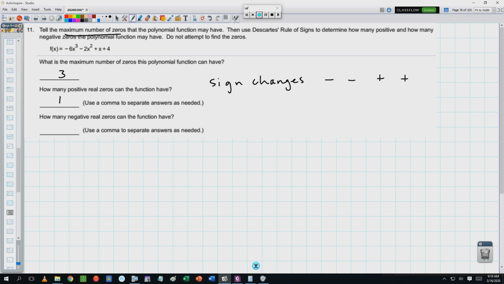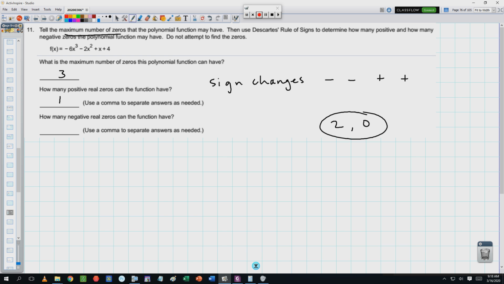Now if you end up having 2, 3, 4, then there's something you have to do. You have to reduce those answers by an even number, which just means you have to take 2 away. So if you had 2 sign changes, then you would say, well, I have 2 positives, but if I take 2 away from that, I could also have 0 positives. So you would have the potential for either one of these positive answers.